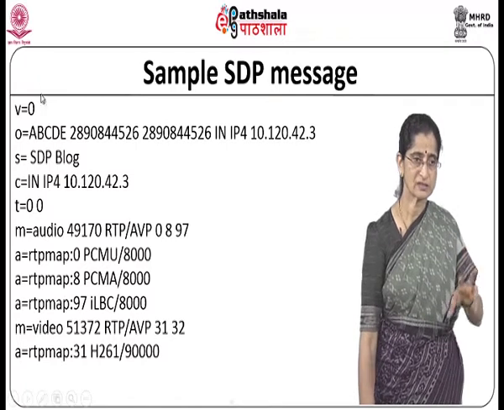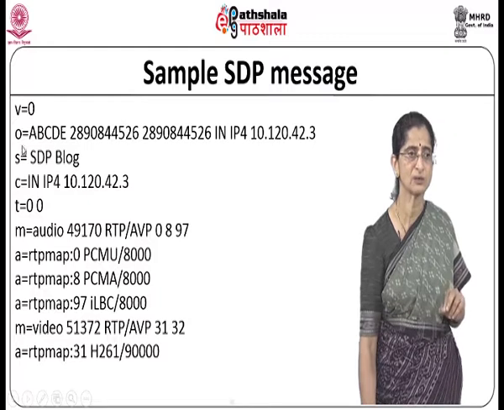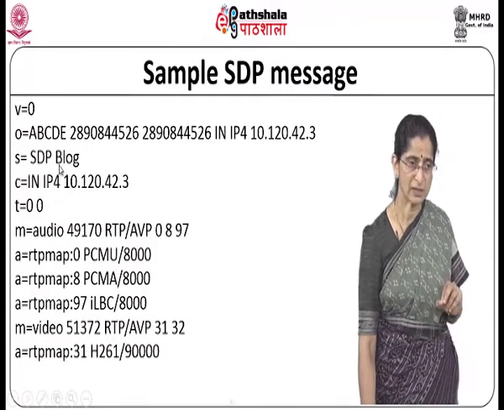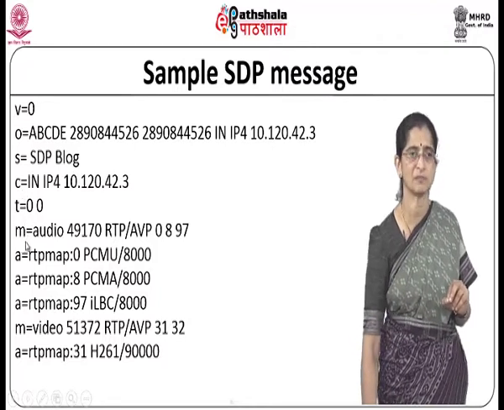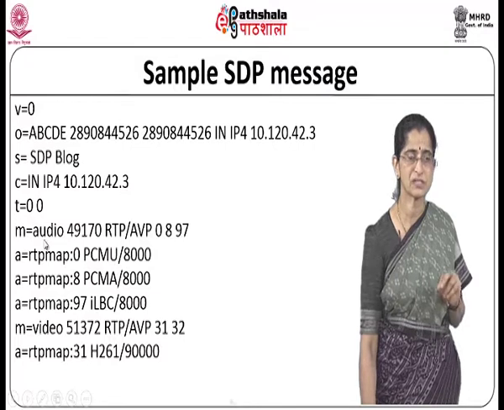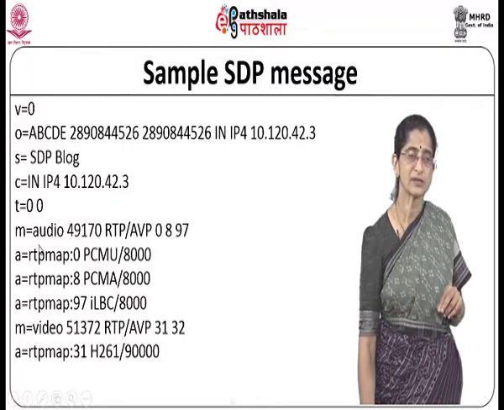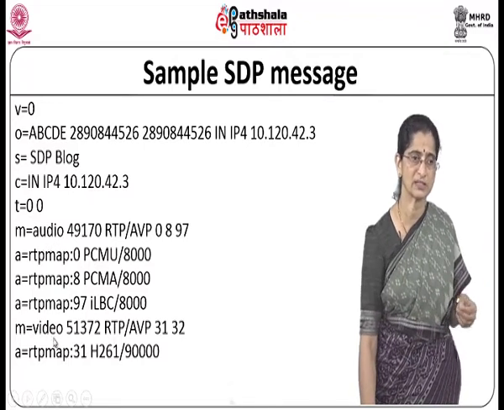So you can see that this is what the whole thing will look like. So you have V equal to 0 indicating that the version is 0, and then you have an O, and then we have the S, which gives you the name of the session, then there is connection information, you have the timing information, then we have media information. So media information specifies that you can see that there are two M fields here, which indicates there are two types of media that are being carried in this session. One is an audio and the other is a video.